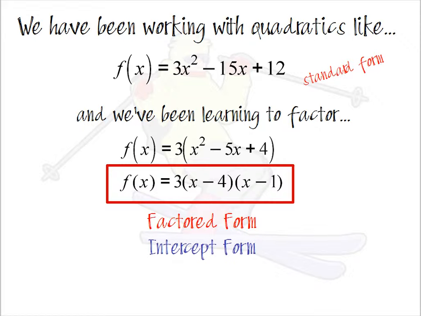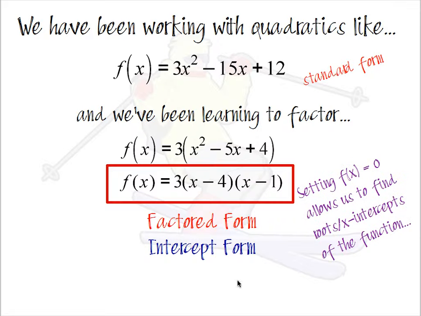It has another name though. It can also be called intercept form. It's called intercept form because when I set f of x equal to 0, I can use those two factors to help me find my roots or x-intercepts for this function.